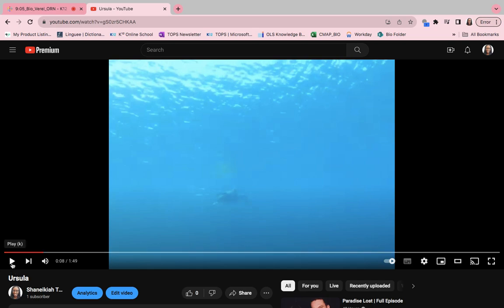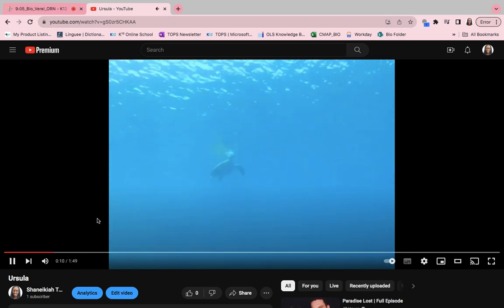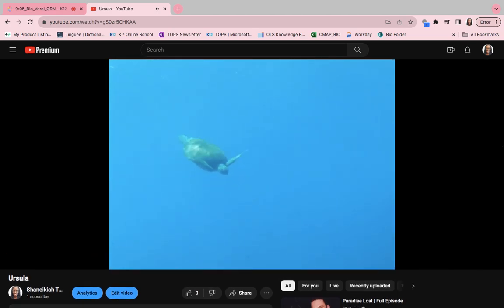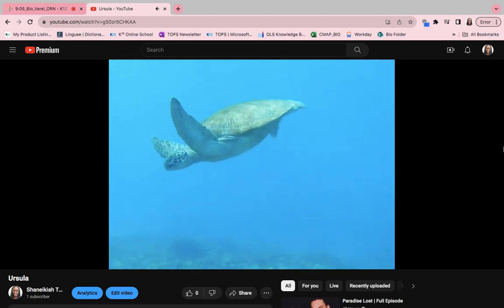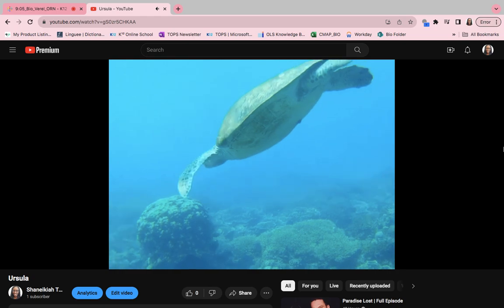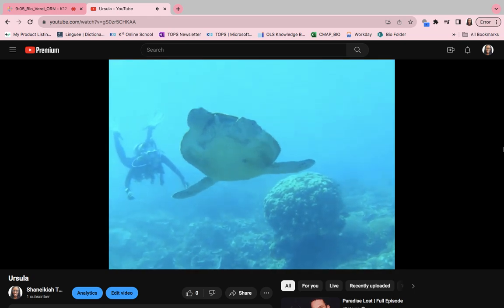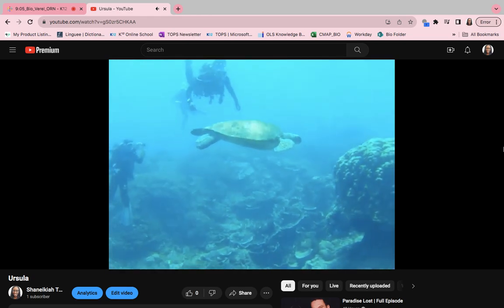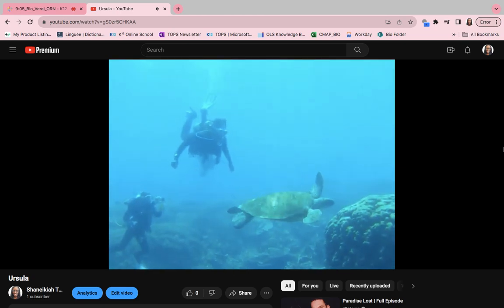So check out this guy. Can you tell what it is already? This species is called a green sea turtle. That's the closest I've ever got to one in its natural habitat. She was very big. You see, she's almost as large as we are.